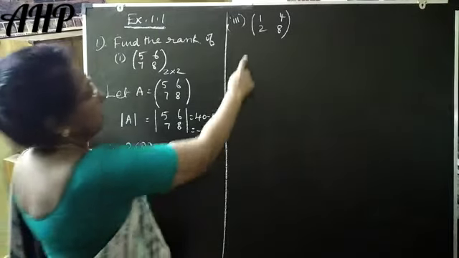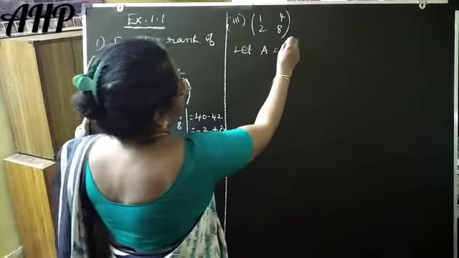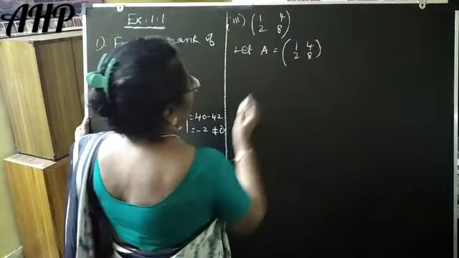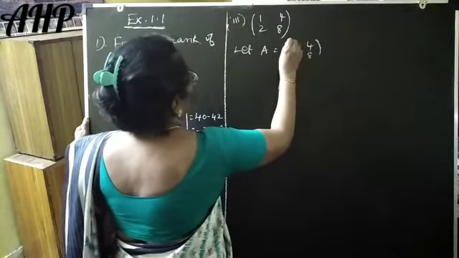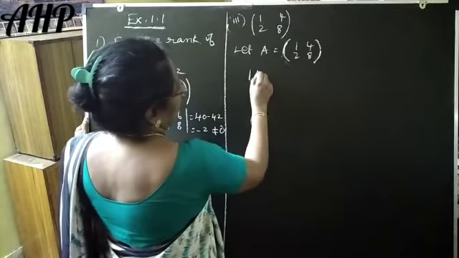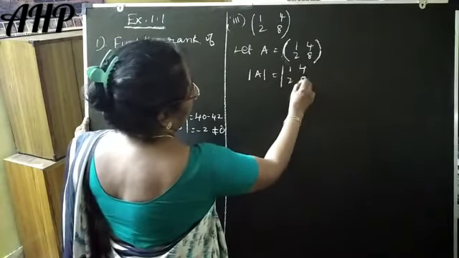Now in the second question, you assume A is equal to the matrix 1, 4, 2, 8. Now we are going to find out the determinant value of it. So determinant A is equal to determinant 1, 4, 2, 8.